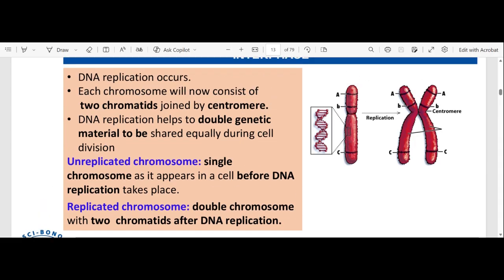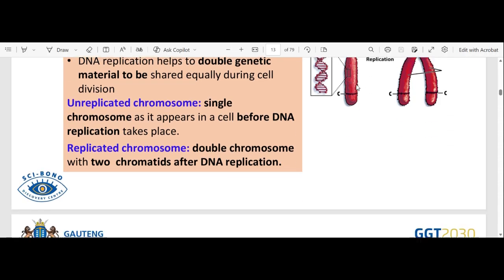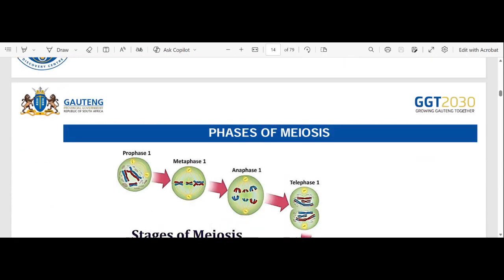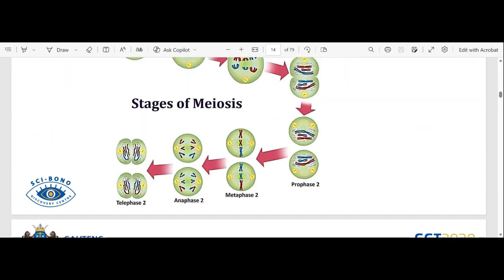I'm sure you might be asking yourself, what are these A, B, A, B? We call these genes. They're called genes. Does that make sense? So A, B, C are called genes. What is a gene? A gene is just a segment of a chromosome that codes for a particular characteristic. Now let's go to the phases of meiosis.